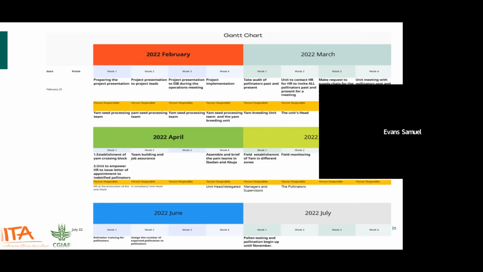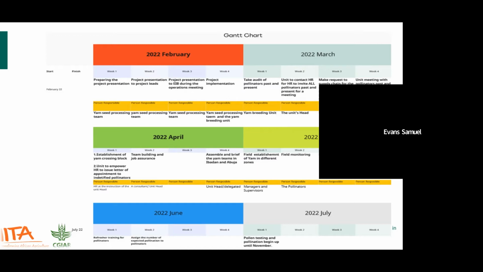And then in April, throughout April, only in the 3rd week, we will not be having anything. We have the establishment of the yam crossing block. Then HR will be requested to make appointments with the interested pollinators. Then in the 2nd week of April, we'll do team building and job assurance for those people as a form of motivation. Then in week 4 of April, we will assemble and brief the team in Ibadan and Abuja on the activities. Then in May, the establishment and monitoring of fields will continue.